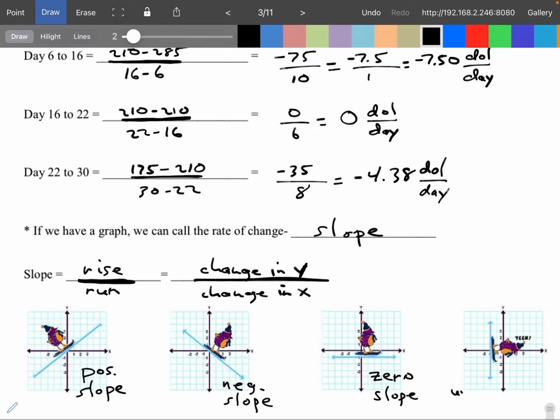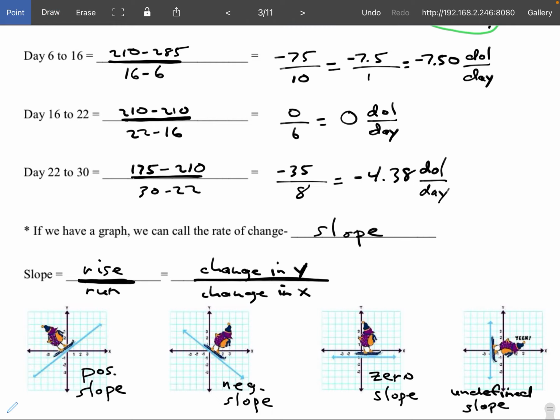And then the last one there, I don't know if you've ever heard this before, when it's a vertical line, this one, undefined. Yeah, it's really like that slope is infinite. It's a vertical line. But the book says it is undefined slope. So that one has an undefined slope.